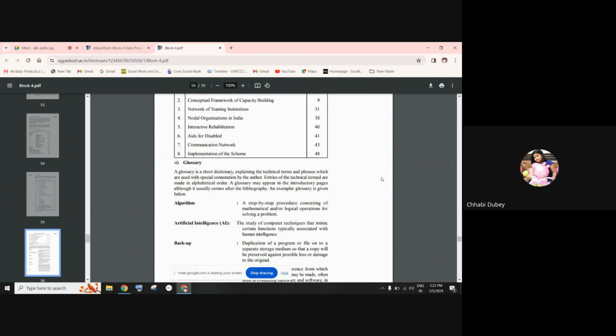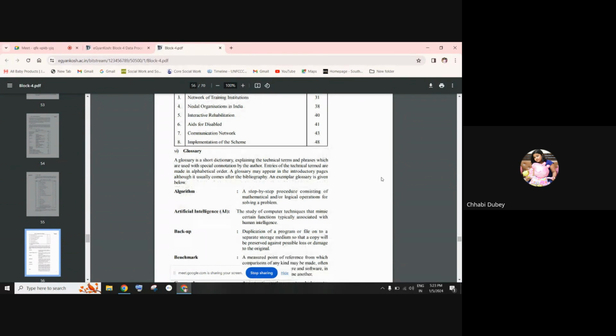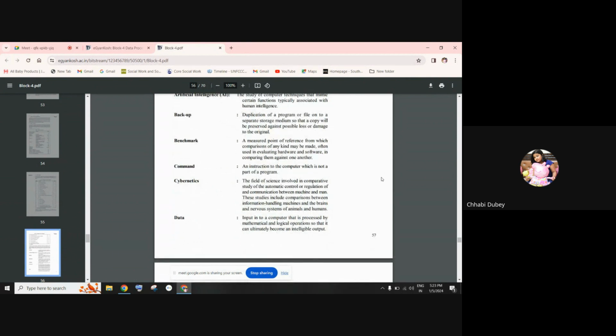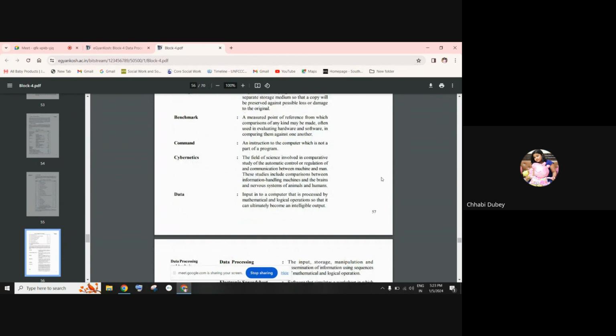After that is the glossary. The glossary is basically a short dictionary which will explain the technical terms that you have used throughout the research. So, if there are particular technical terms that have been involved in the research, then a glossary can be made, which would, in short, define the terms that have been used. So this is an example of how they have written the glossary. The various technical terms used in the research can be written and explained in the glossary.